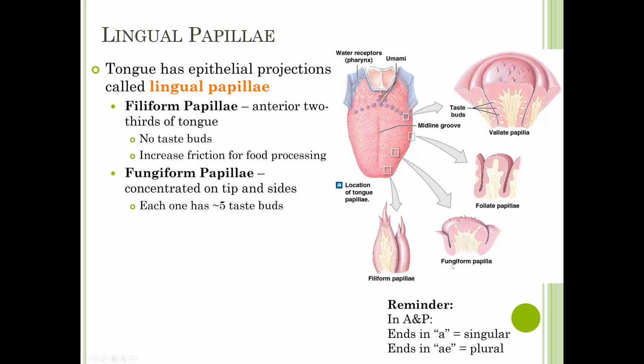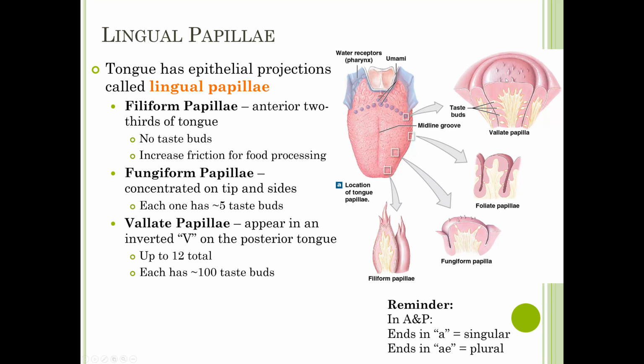Then you have the fungiform papillae. These are scattered all over the tongue, but they're especially concentrated on the tip and the sides. Each one of this type of papilla has about 5 taste buds on it. Then there are the vallate papillae.